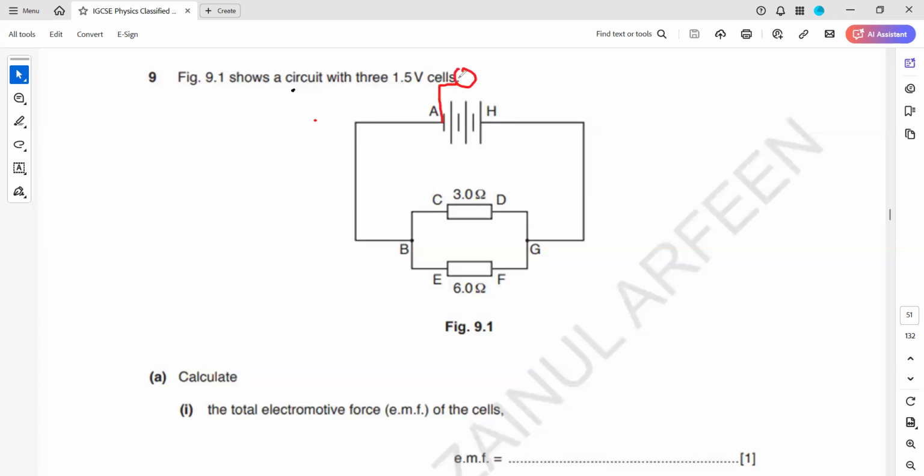So you can connect a voltmeter in parallel between AH. You can connect in parallel between CD. You can connect in parallel between BG. You can connect in parallel between EF. All are suitable. It does not make any difference to any part.